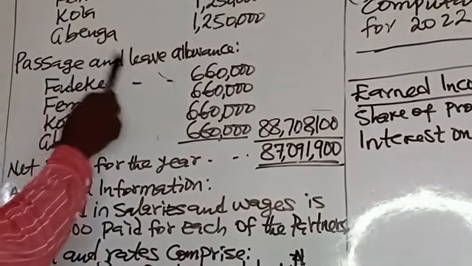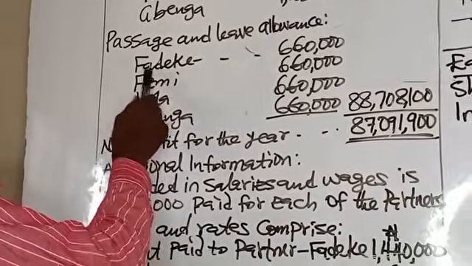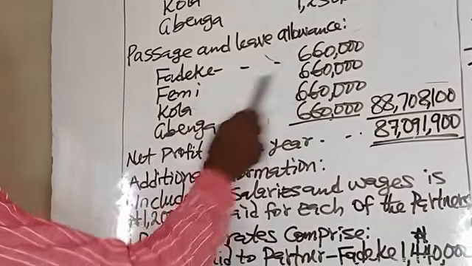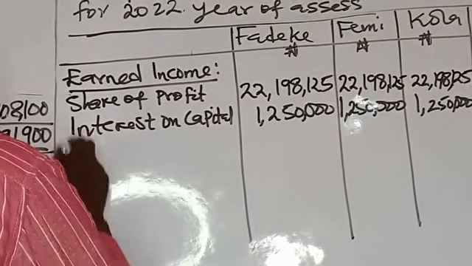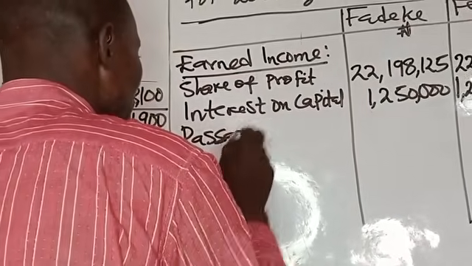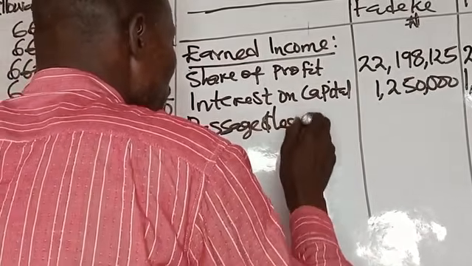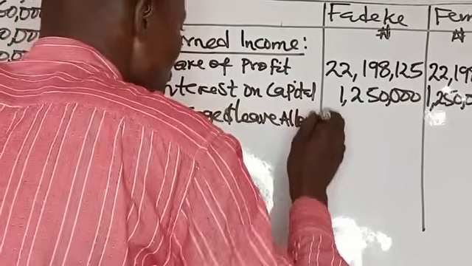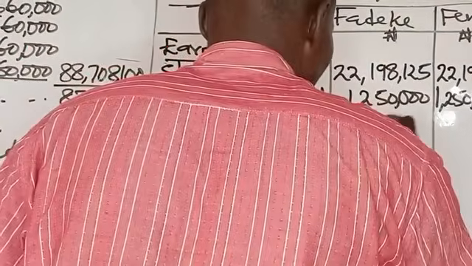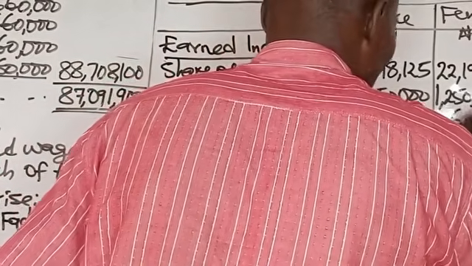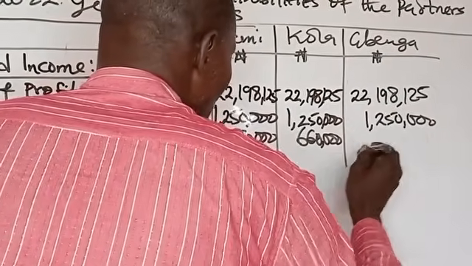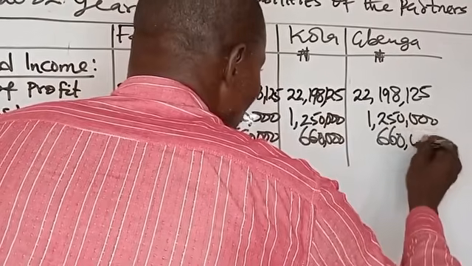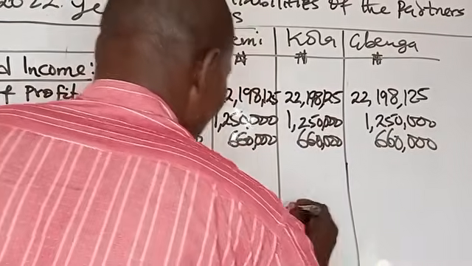Then we have passage and leave allowances. Fadike 660,000, Femi 660,000, Kola 660,000, Binga 660,000. Passage and leave allowance, 660,000 each. That is earned income.